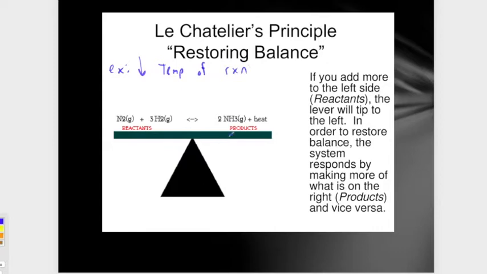We lower the temperature of the environment that the system finds itself in. Well, that's a stressor. What is the system going to want to do? It is going to want to bring the temperature back up. How can it bring the temperature back up? It can make more heat. Heat is a product. So if we lower the temperature of the reaction, the system will respond by making more product. So the system will shift to the right in response to our stressor.